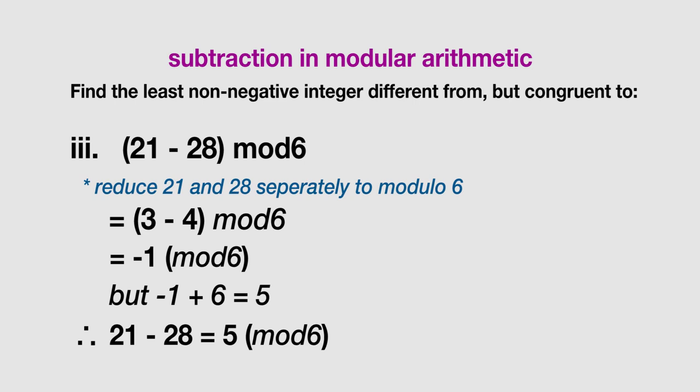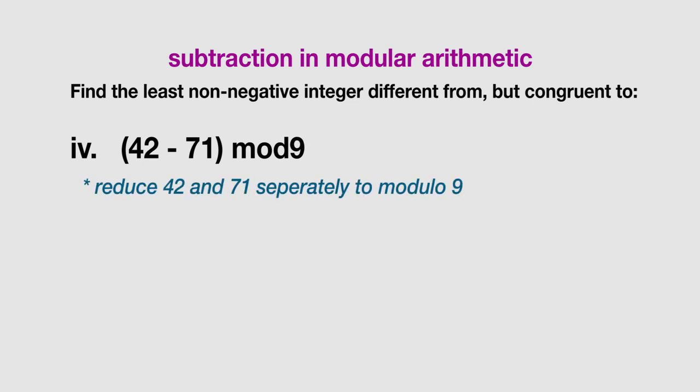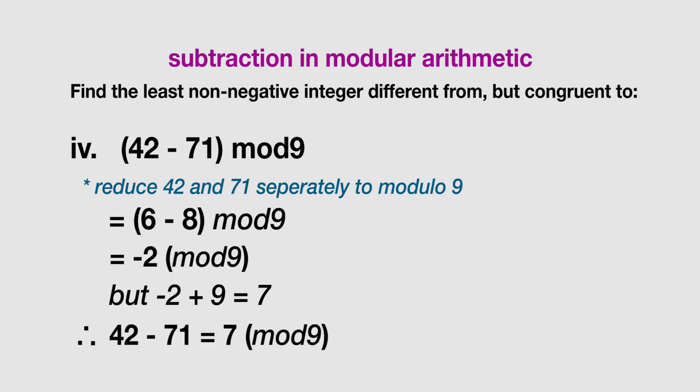In the fourth question, we have 42 minus 71 mod 9. Remember, change the first number mod 9, change the second number mod 9. That changes the question to 6 minus 8 mod 9. When we subtract, we get negative 2 mod 9. But we'll have to change the negative 2. So we add the mod, which is 9. Negative 2 plus 9 gives us 7. And so our final answer is 7 mod 9.